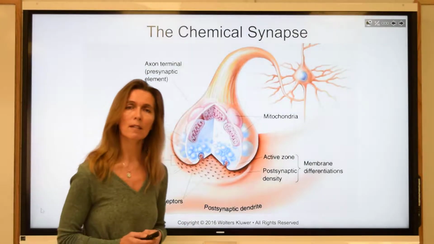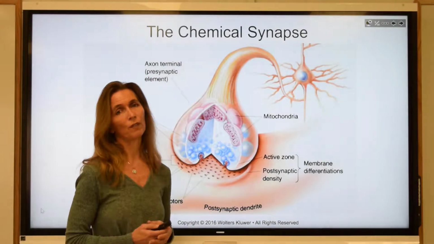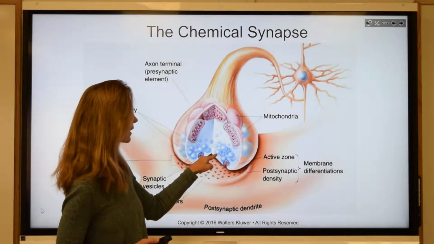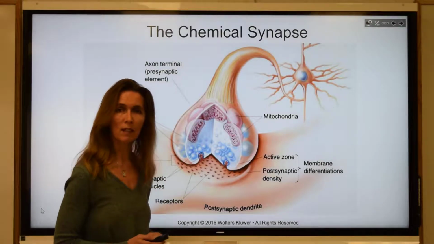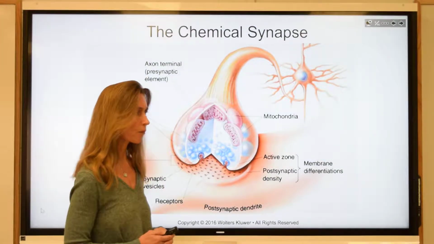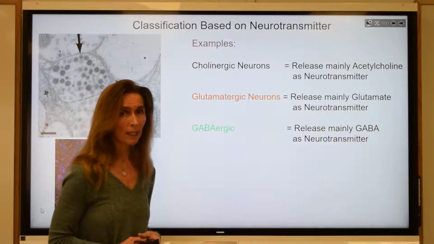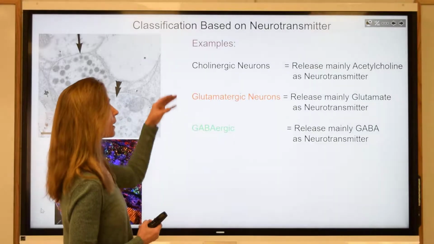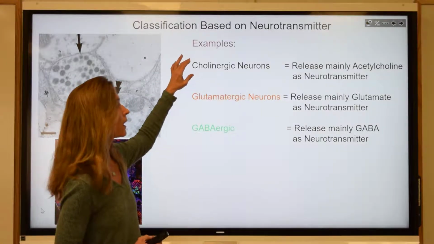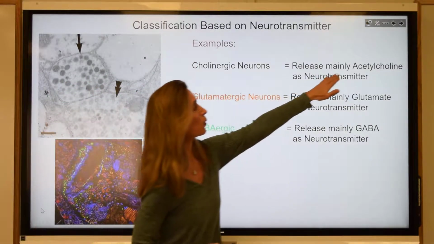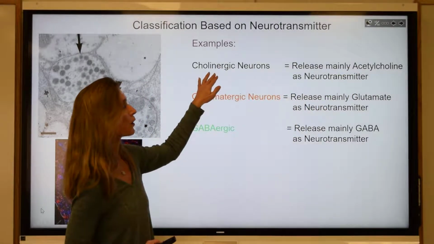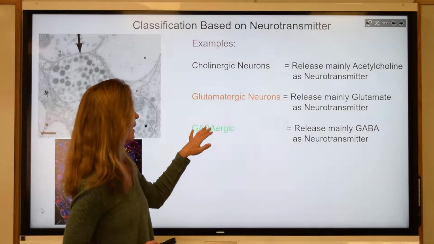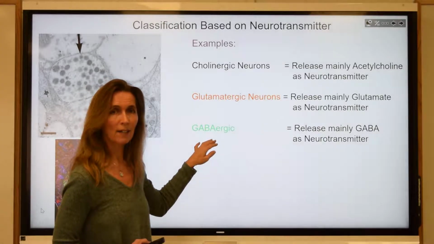And these chemical synapses can contain a number of different neurotransmitters. And these are the neuroactive chemicals that are stored in those little synaptic vesicles in the presynaptic terminal. The most prominent neurotransmitters in the human body are acetylcholine. And if a neuron releases acetylcholine, it is called a cholinergic neuron. Glutamate and gamma-aminobutyric acid, or GABA.